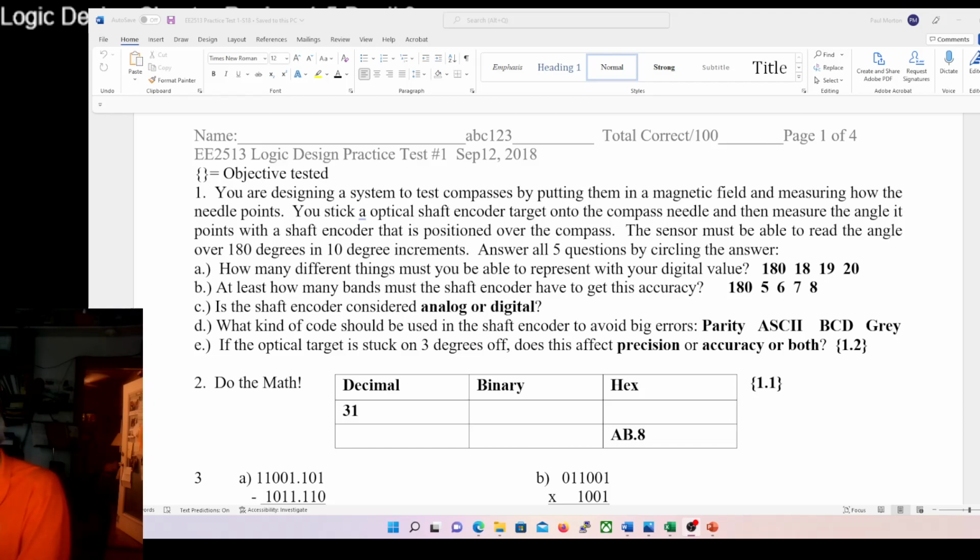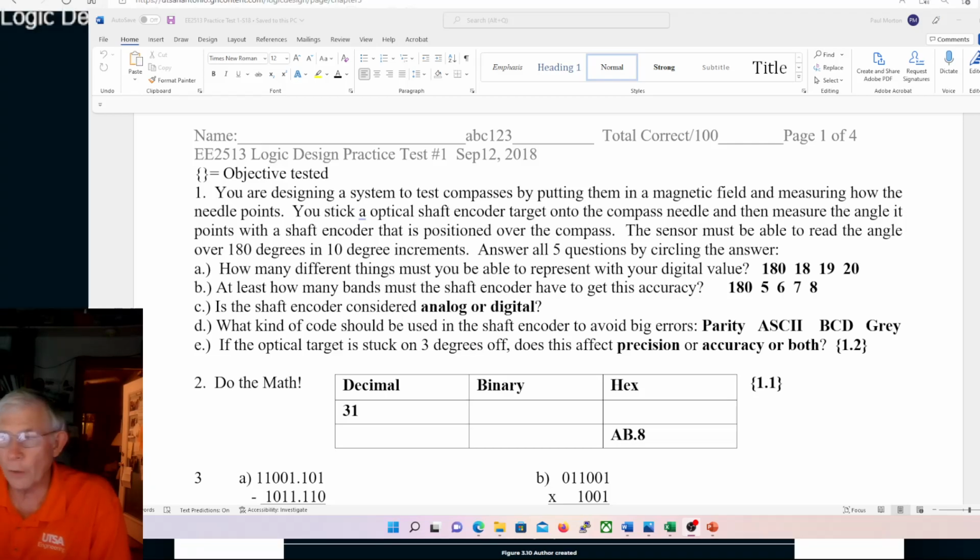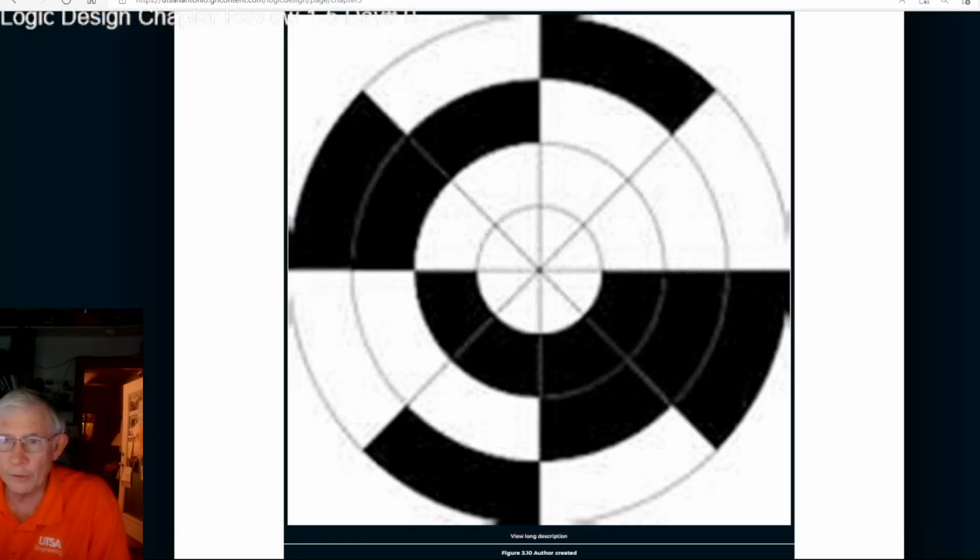And the reason for that is when the shaft encoder changes, and let me go to the book and I'll show you a shaft encoder. Okay, so if you go to the book to figure 3.10, you see a shaft encoder. Now this is a great example. This one has 1, 2, 3 bands. We actually need one with 5 bands. But this is a poorly laid out one, and this explains why you have to have a gray code.